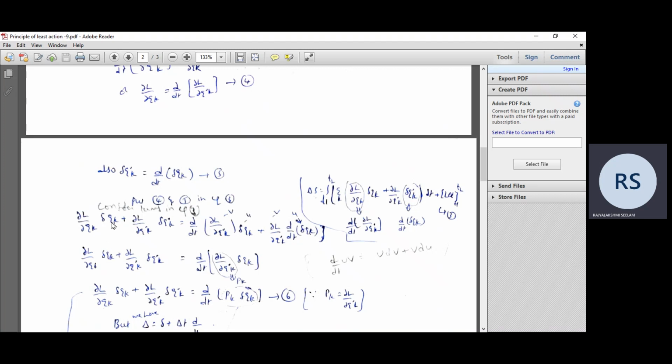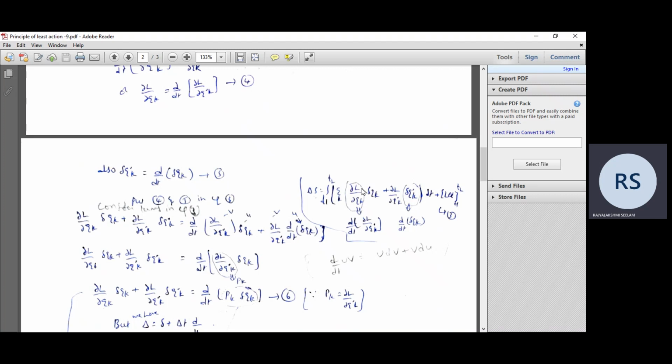So ∂L/∂qk δqk plus ∂L/∂qk dot δqk dot equals d/dt of ∂L/∂qk dot into δqk plus ∂L/∂qk dot d/dt of δqk. Here we have substituted equation number 4 and 5 in equation number 3.